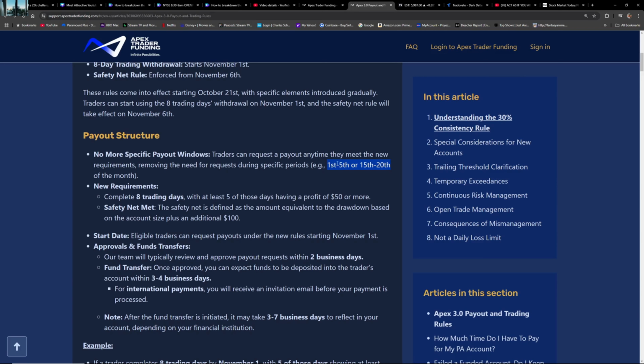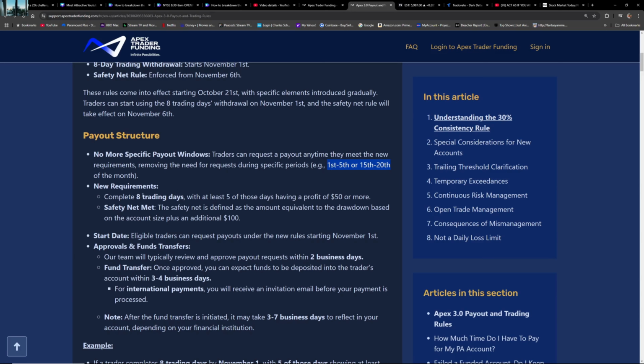So let's go. So instead of having to worry about getting paid on the 1st or the 5th and the 15th or the 20th, it does not matter when you reach your 8 days. The day after you reach your 8th day, put in your request. Okay, you can go in there and read how to put in a request. It's actually just a very simple tab inside of your back office that says request payout, right?